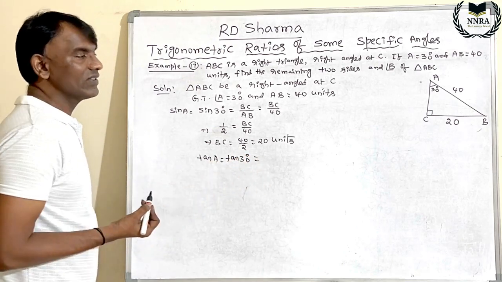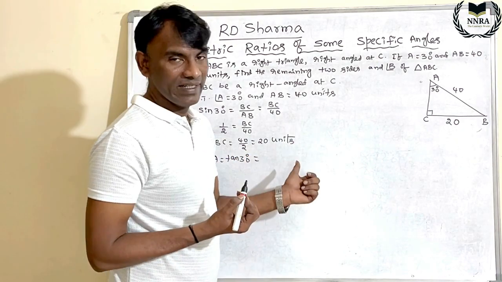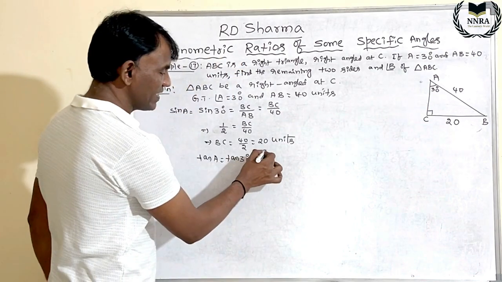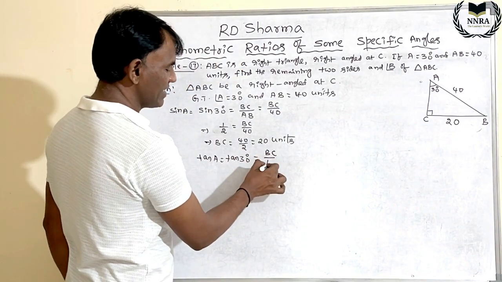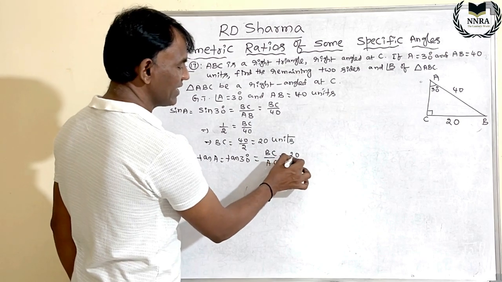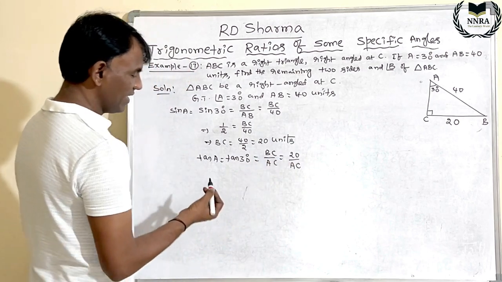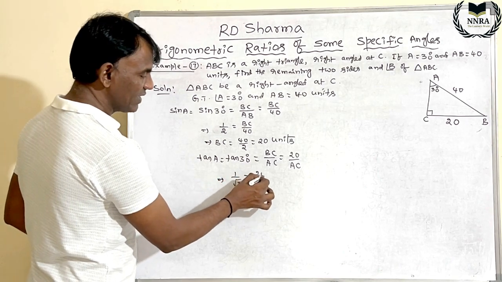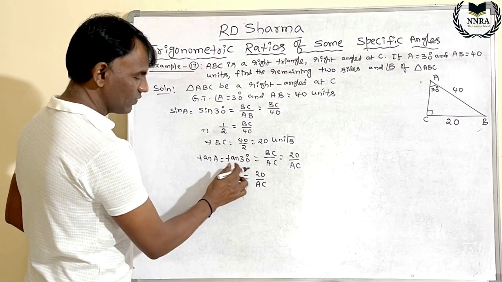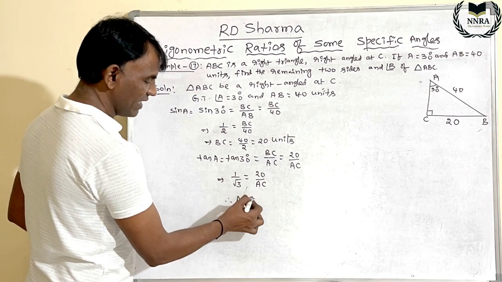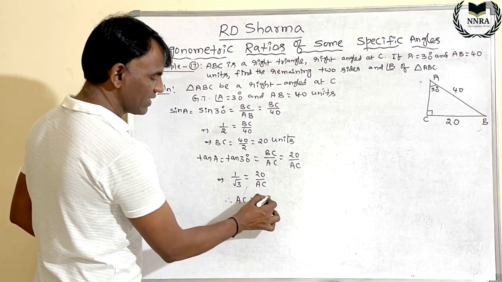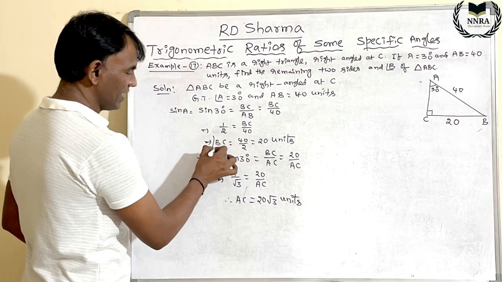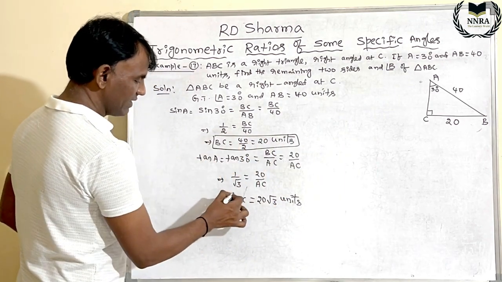Then tan 30 equal to opposite side divided by adjacent side. What is the opposite side? BC, and the adjacent side means AC. The value of BC is 20 here. And the value of tan 30 is 1 by root 3, and here 20 divided by AC. Now 1 into AC equal to AC, and that equals 20 into root 3 units. So this is the value of AC. Here it is BC, and here it is AC.